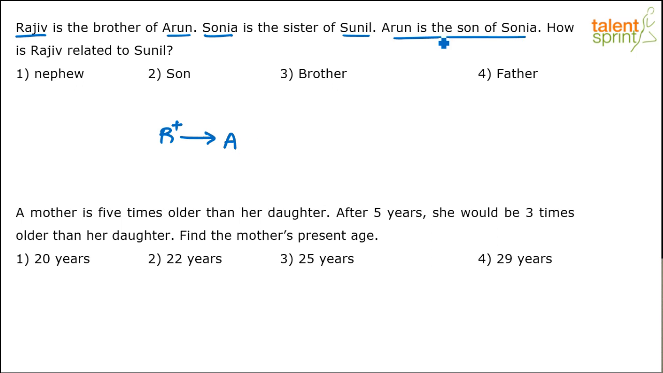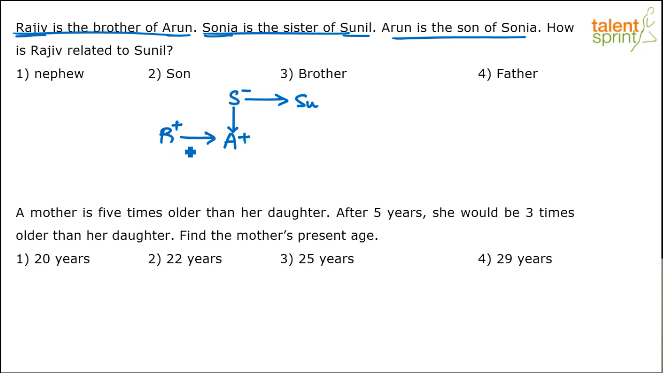Now the next statement says Arun is the son of Sonia. So Arun is the son, male. He's the son of Sonia, so Sonia comes one generation above. Sonia is the sister of Sunil. Sonia is here, sister of Sunil. So that's the family tree, right? Now you can verify all the 3 statements if you want.